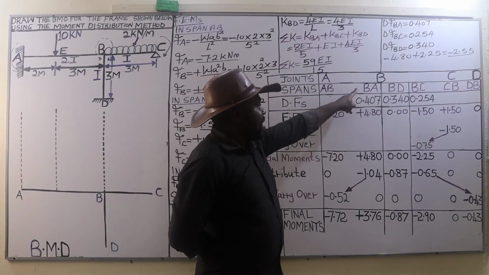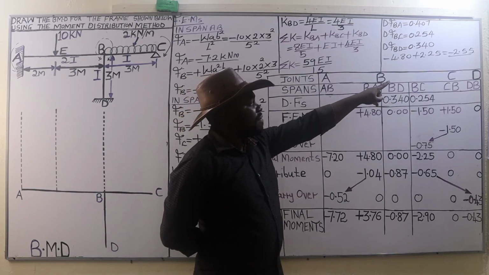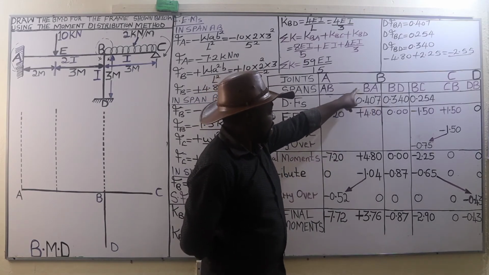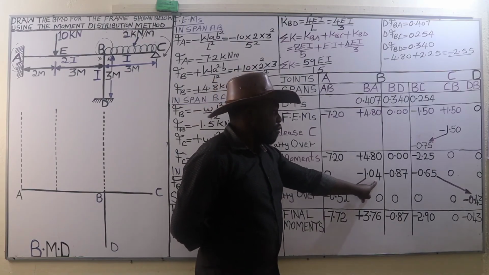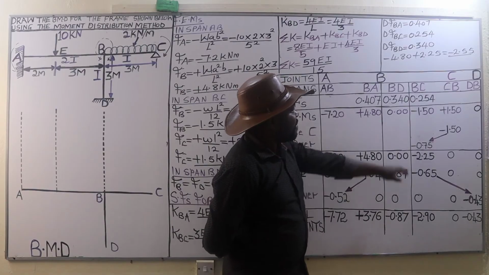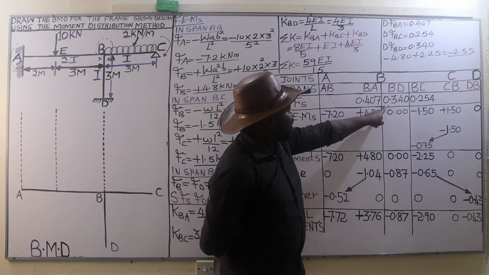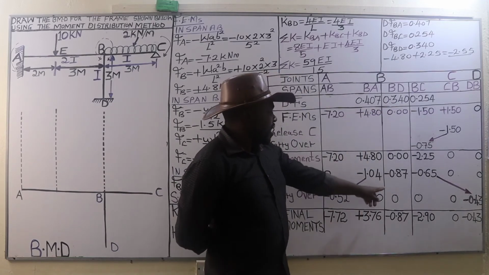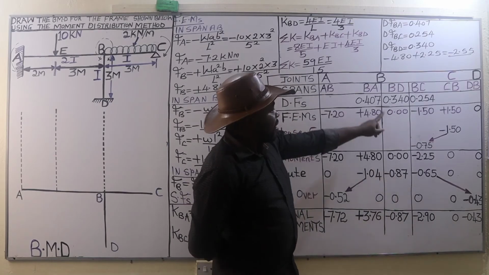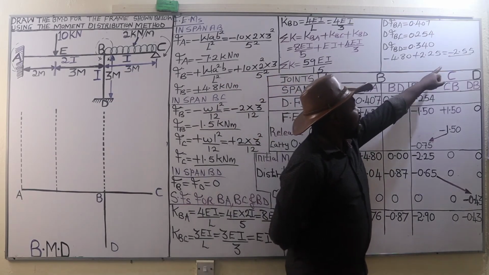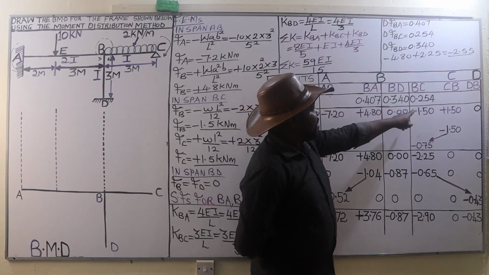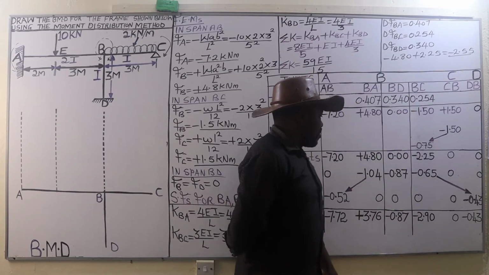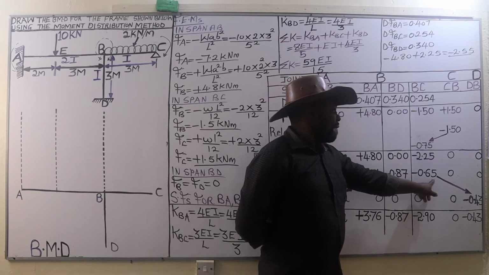Now, on member BA, we are going to have negative 2.55 multiplied by 0.407, the distribution factor for member BA, and that's going to give us negative 1.04. For member BD, we are going to have negative 2.55 multiplied by the distribution factor for member BD, which is 0.340, and that's going to give us negative 0.87. For member BC, we are going to have negative 2.55 multiplied by the distribution factor for member BC, which is 0.254, and that's going to give us negative 0.65.